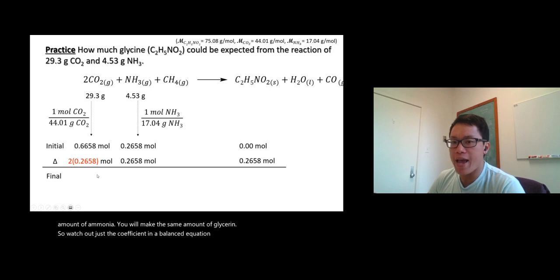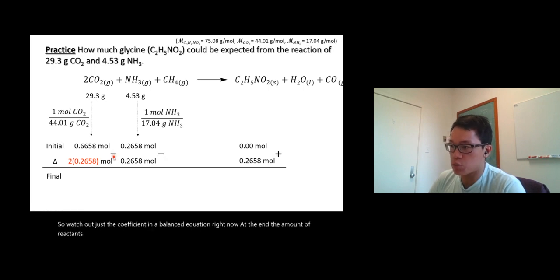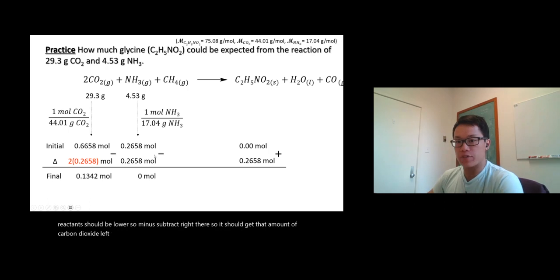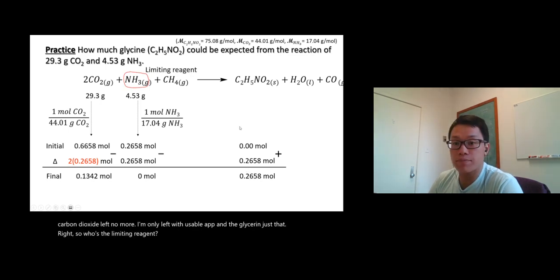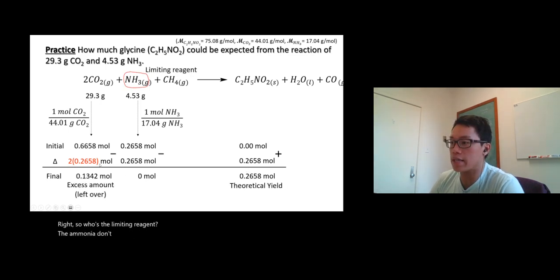Now at the end, the amount of reactant should be lower, so subtract right there. You should get that amount of carbon dioxide left. No more ammonia left. We use it all up. And the glycine, just that. All right, so who's the limiting reagent? The ammonia. We don't have a lot of it, right? The carbon dioxide is in excess, and the theoretical yield is that number.